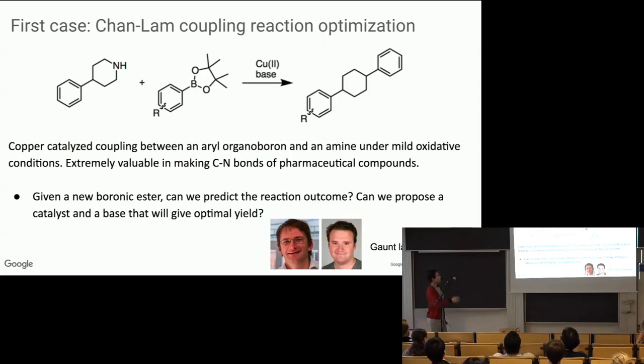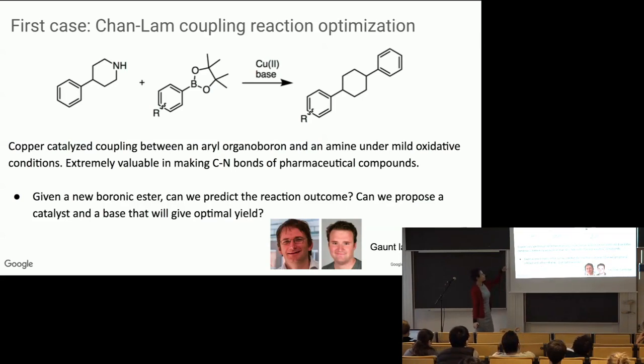We'd really like to be able to optimize this reaction. It's useful for making C-N bonds in pharmaceutically relevant compounds. And so we wanted to ask, given a new boronic ester, so that's this piece here, if we have a different R group, a different molecule here, can we predict the reaction outcome? And can we propose a catalyst and a base that will give optimal yield?